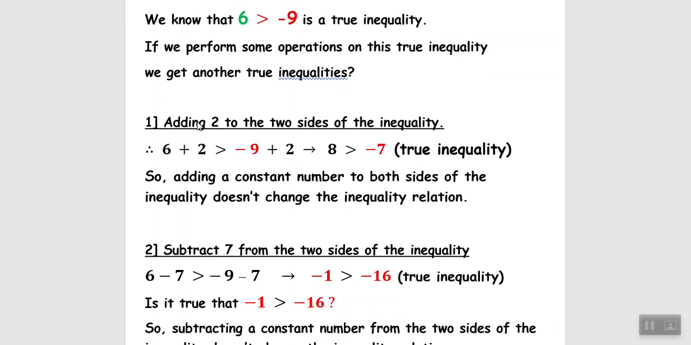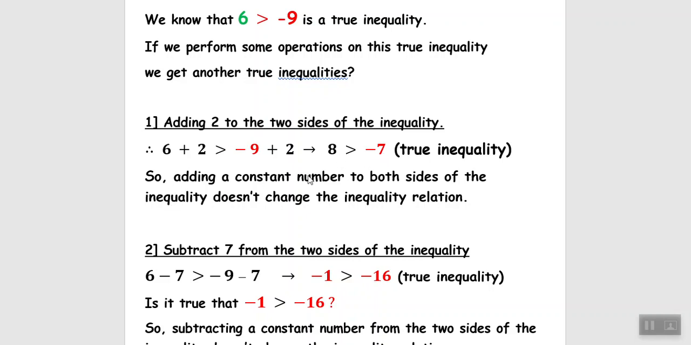Number 1, if we add 2 to both sides of the inequality. Here, the left side has 6 and the right side has negative 9. If we add 2 to the left side, we get 6 plus 2 equals 8. On the right side, if we add 2, we get negative 9 plus 2 equals negative 7. Is 8 more than negative 7? Yes, it's true. So this is a true inequality.